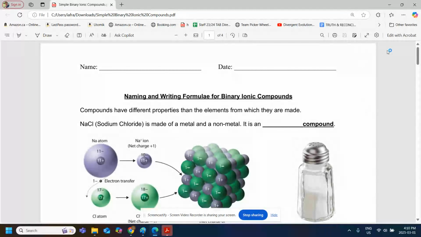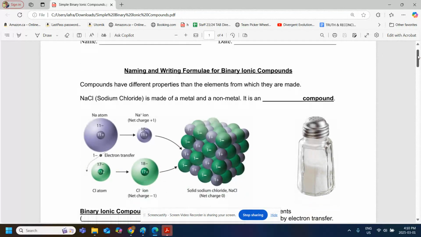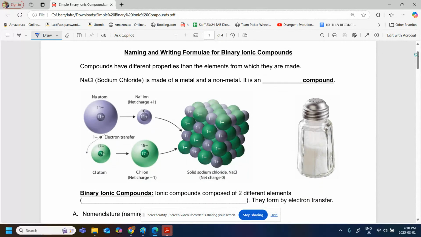In this video, we're going to take a look at how to name binary ionic compounds. So remember that compounds occur when you have two or more different elements combined. For example, if you have H2O, that's a compound because you have hydrogen and oxygen chemically combined together. They're joined. However, if you just had H2, that would not be considered a compound. That would just be called a molecular element because it's two of the same elements combined.